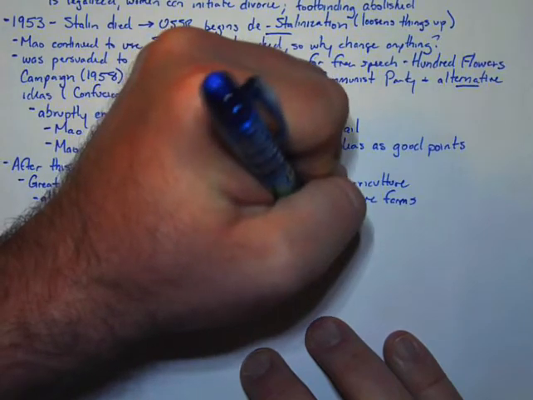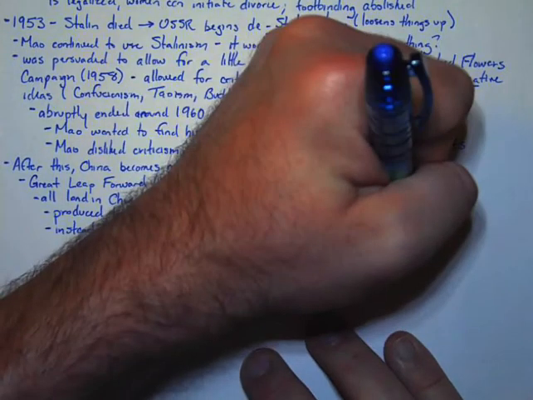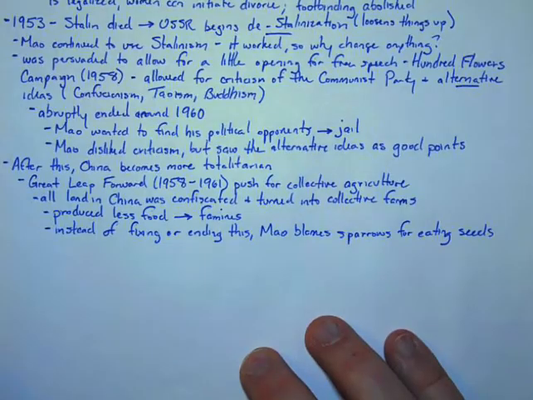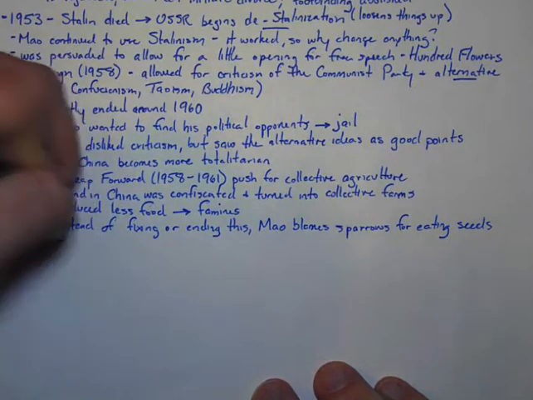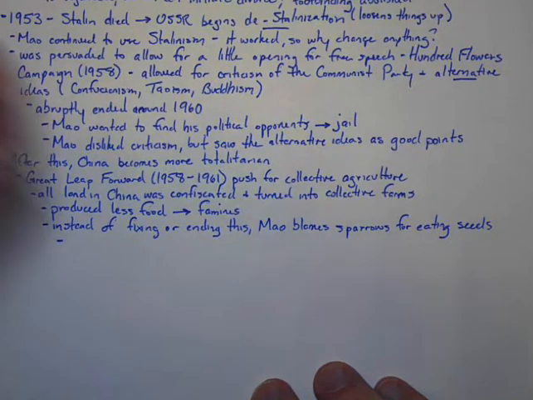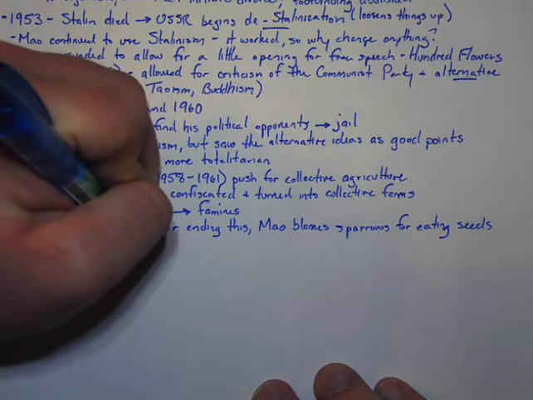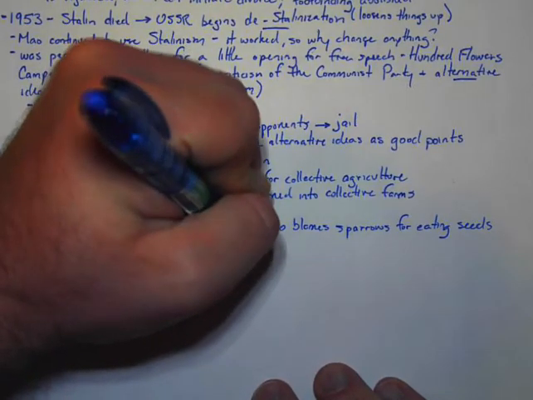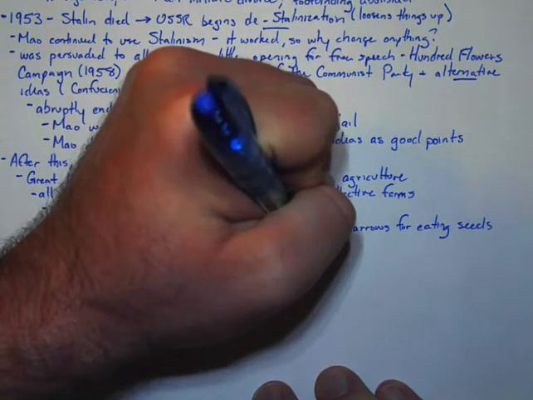Mao blames sparrows for eating the seeds. But sparrows don't actually eat seeds, they eat bugs. So Mao blames the sparrows. Millions of sparrows are killed, which causes an increase in the insect population.